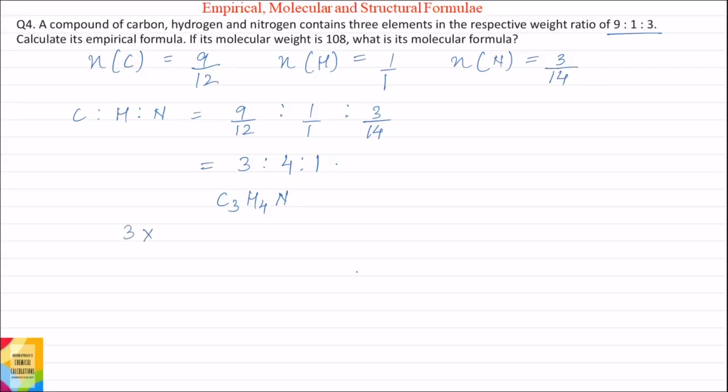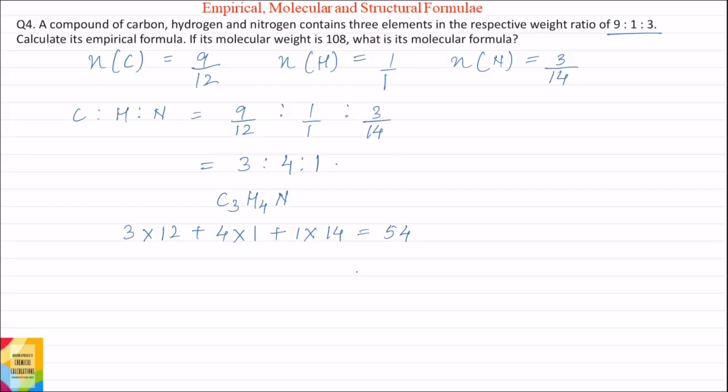This is the empirical formula of the compound, and the empirical formula weight will be equal to 3 into atomic weight of carbon, that is 12, plus 4 into atomic weight of hydrogen, that is 1, plus 1 into atomic weight of nitrogen, that is 14, and this is equal to 54. This is the empirical formula weight.